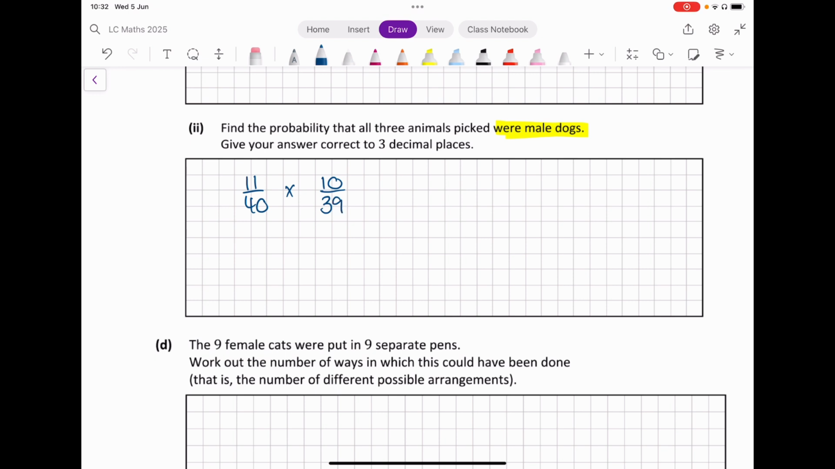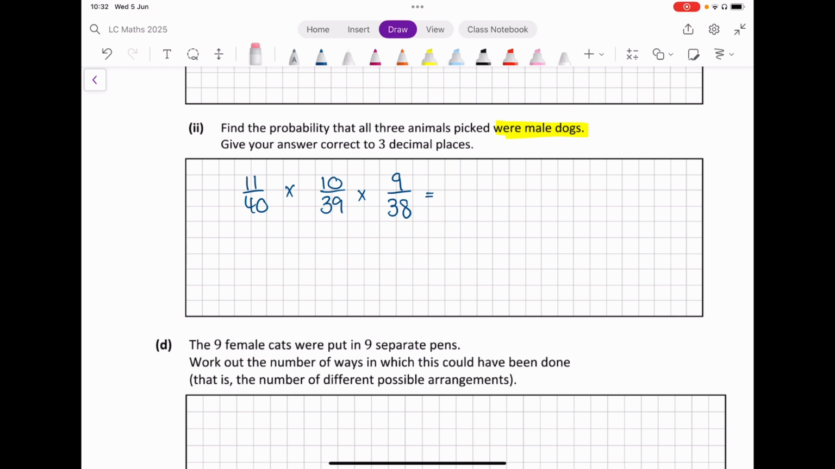Why 10 over 39? Why 10 first of all? Well, we had 11 and we've already picked one. So now we only have 10 dogs left. But because we've taken an animal out, there are only 39 animals left. And then we go for the third one, there are only nine male dogs left, and there are 38 total animals. So that gives me 100 and, sorry, it doesn't.